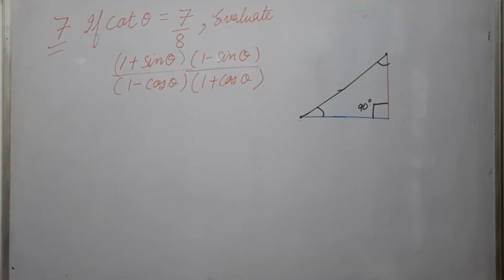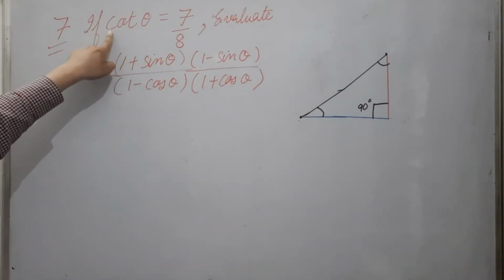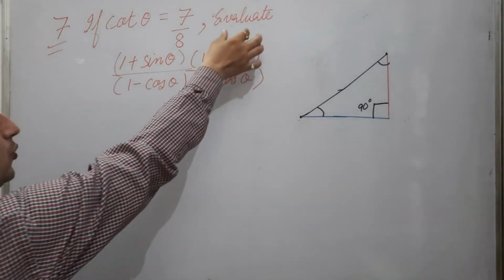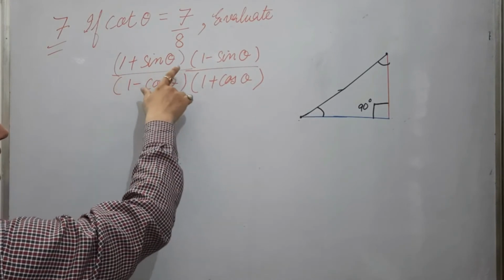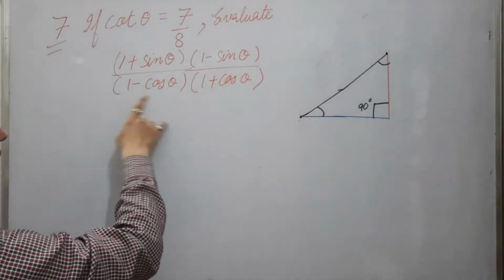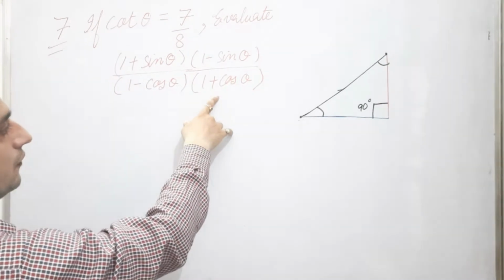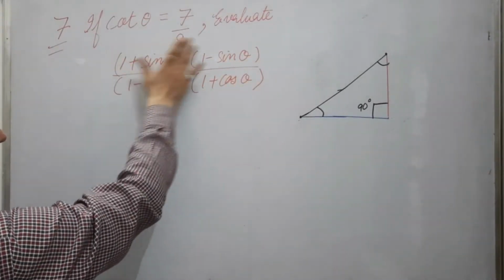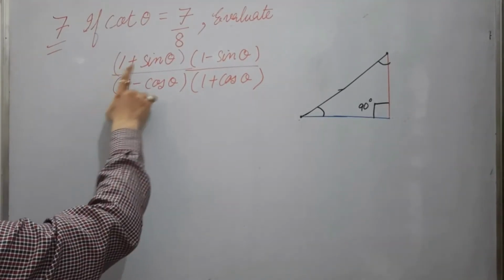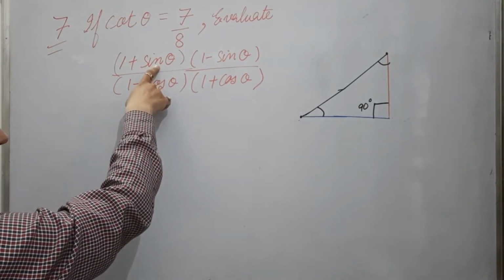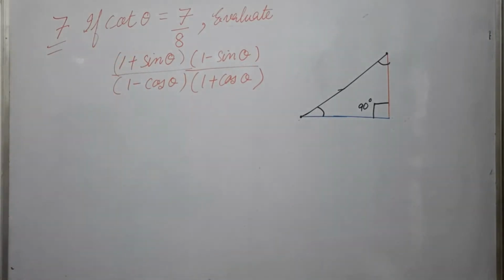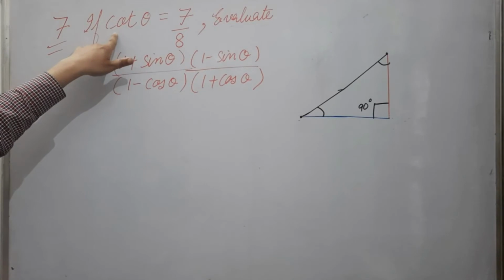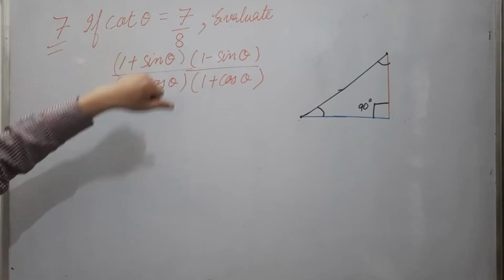So in this question, one T ratio is given for angle theta, that is 7 upon 8. Evaluate (1 plus sine theta)(1 minus sine theta) over (1 minus cos theta)(1 plus cos theta). So you have to find the value of this expression, right? For this expression you need the T ratios sine theta and cos theta, because one of the trigonometric ratios, cos theta, is given.